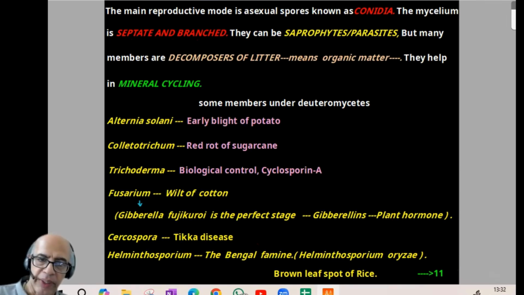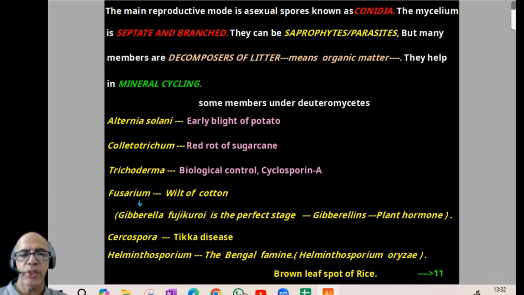The mycelium is septate and branched. They can be saprophytes or parasites. But many members are decomposers of litter, meaning organic matter, so they help in mineral cycling. Some members under Deuteromycetes: Alternaria solani, early blight of potato; Colletotrichum, red rot of sugarcane; Trichoderma, a biological control agent; Fusarium, wilt of cotton. Fusarium is a Deuteromycete fungus, a fungus imperfecti.